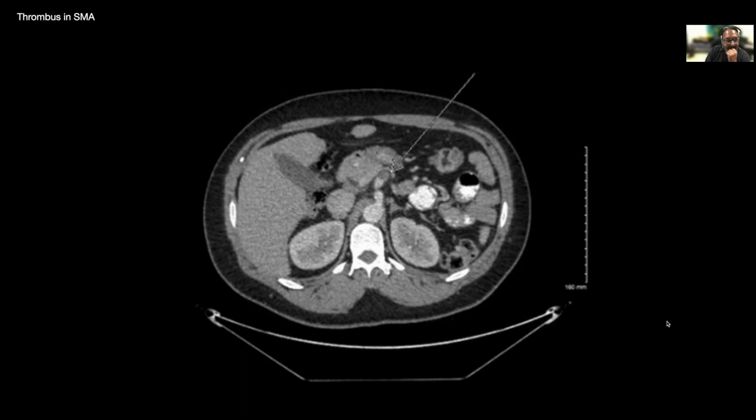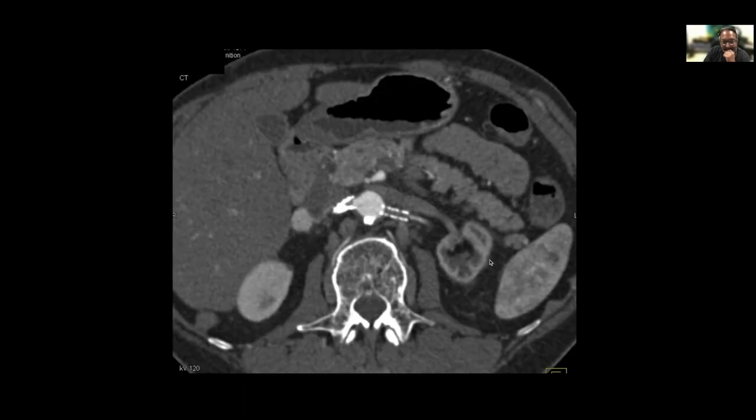And what are these? No, they're not. It's not calcification. It's a stent, absolutely. So, renal artery stenting. Yes, renal artery stenting in case of renal artery stenosis, correct.